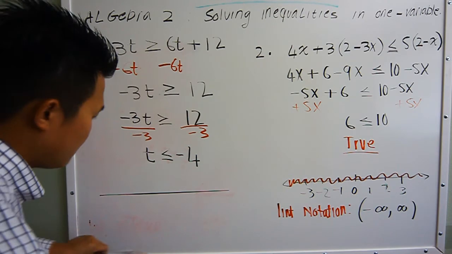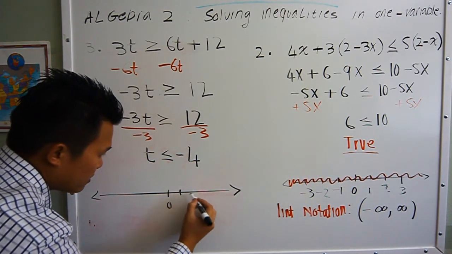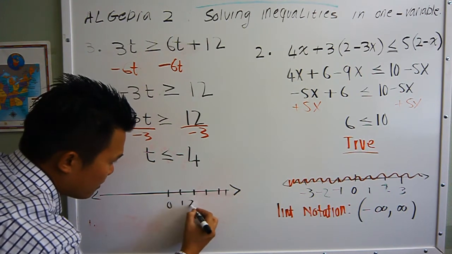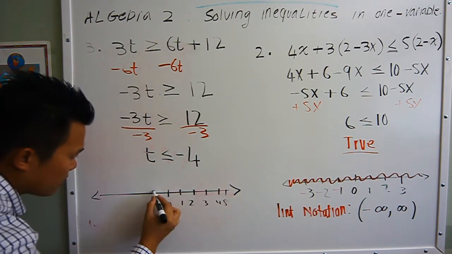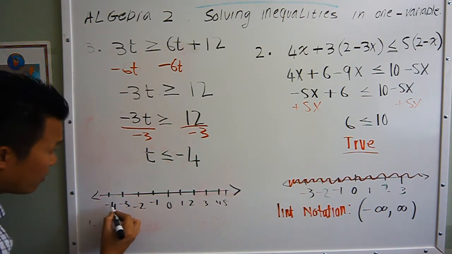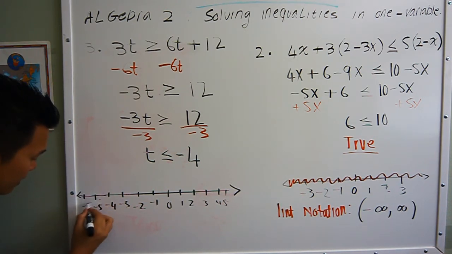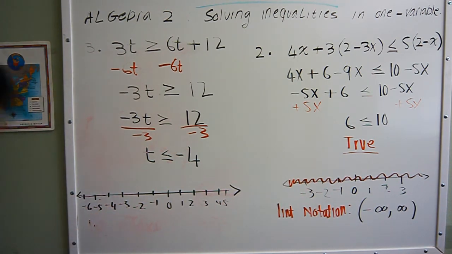Okay. 0, 1, 2, 3, 4, 5. Okay. -1, -2, -3, -4. Maybe I should add -5 and -6. Alright, so anything that is less than or equal to -4.